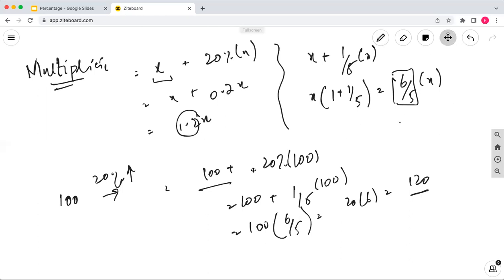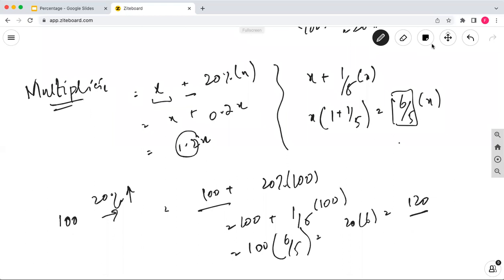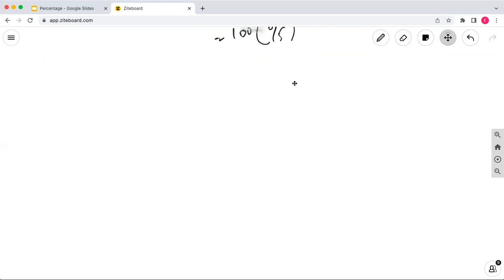Okay, so next thing, in this case, we are just adding. Now see the opposite case, if we are subtracting, right? Again, we have a number X and we are just decreasing that number by 20%.